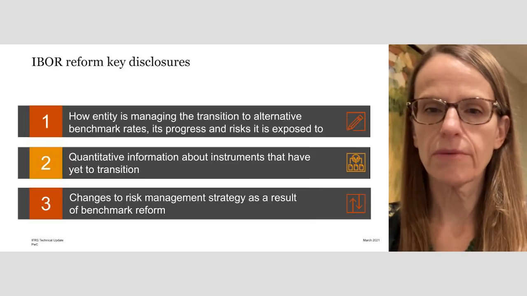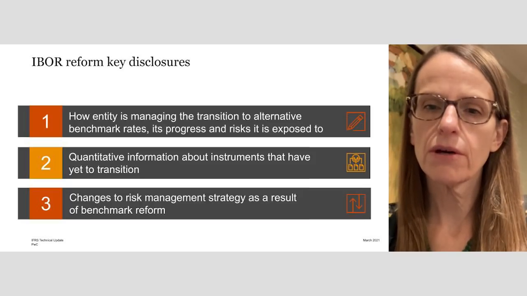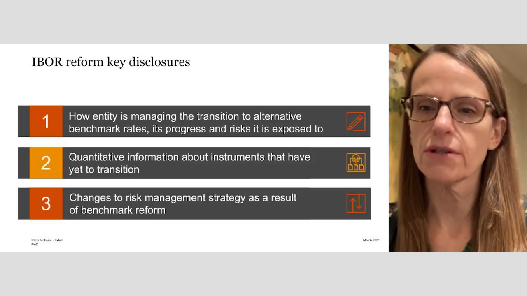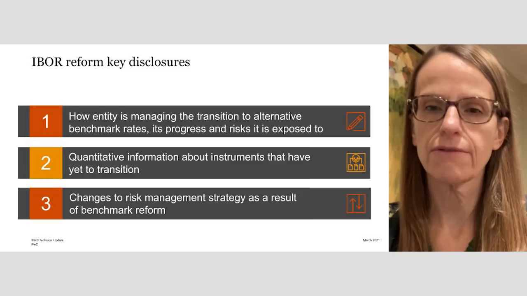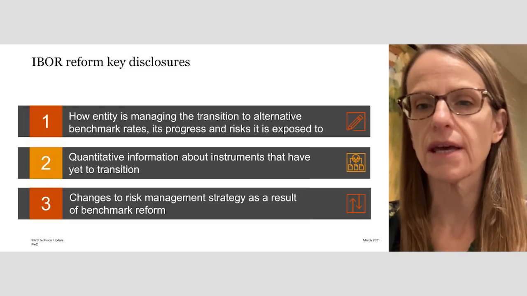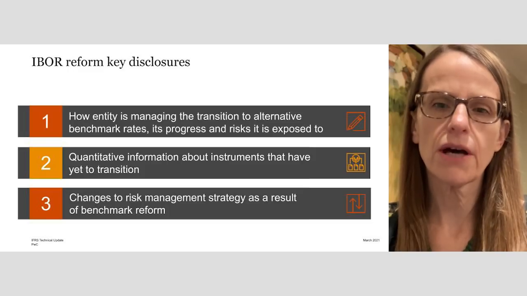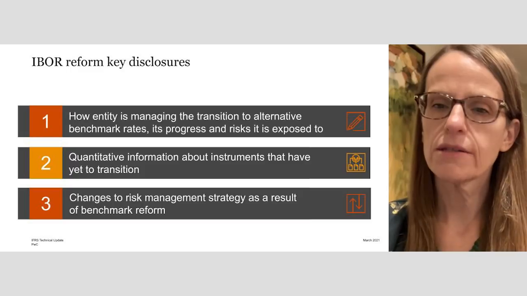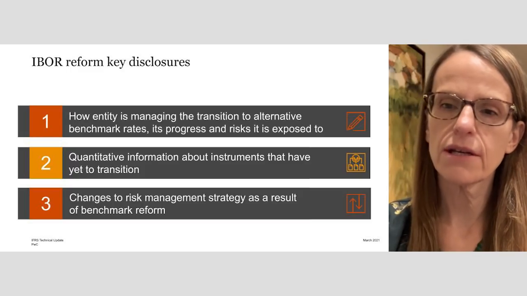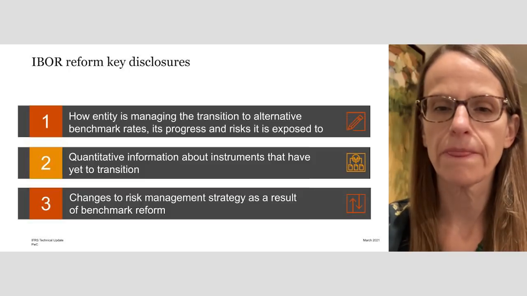For IBOR reform, the phase 2 amendments from a disclosure perspective require companies to make additional disclosures on the effects of the reform to help investors understand how companies are managing the effect of the transition to the new rates and the associated risks. So the key disclosures are around how the entity is managing the transition to the alternative benchmark, its progress at the reporting date, and also the risks to which it is exposed because of the transition.